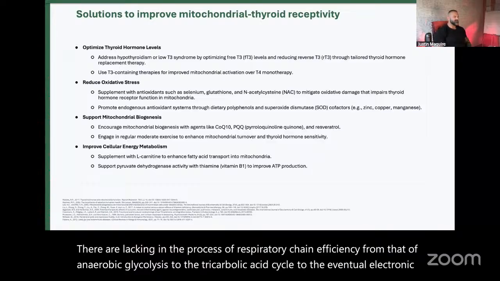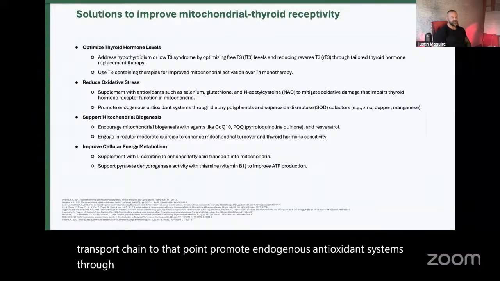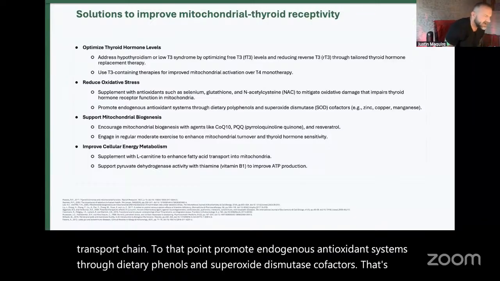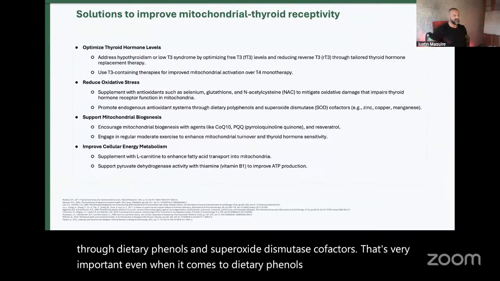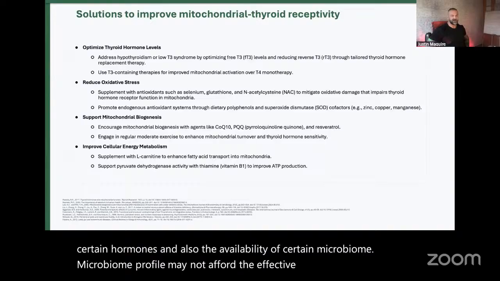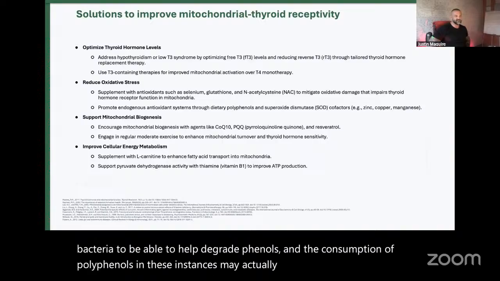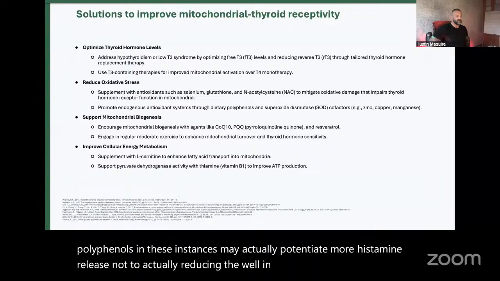To that point, promote endogenous antioxidant systems through dietary phenols and superoxide dismutase cofactors. That's very important, even when it comes to dietary phenols, to consider the load of certain hormones and also the availability of certain microbiome. Certain microbiome profiles may not afford the effective balance of commensal bacteria to be able to help degrade phenols. And the consumption of polyphenols in these instances may actually potentiate more histamine release, paradoxically actually heightening the free radical effect, not reducing it.